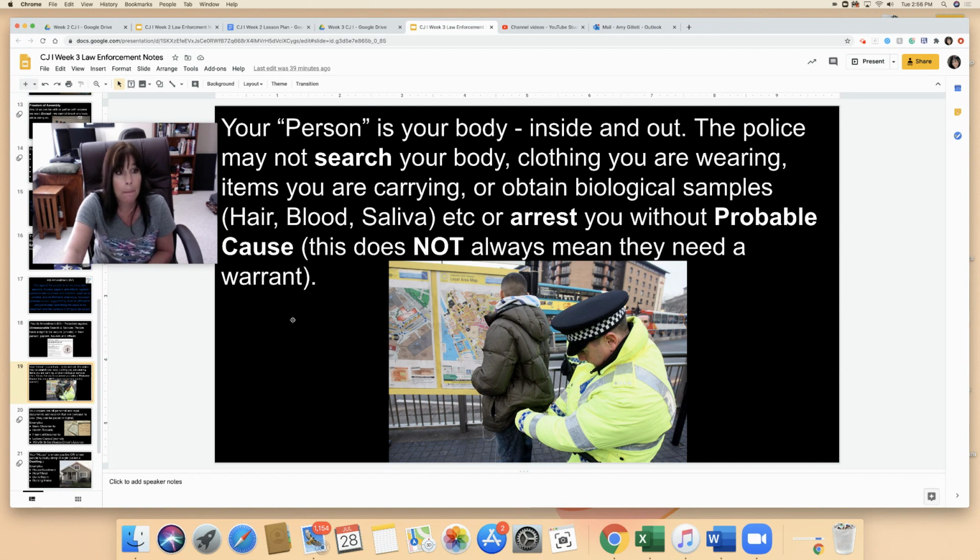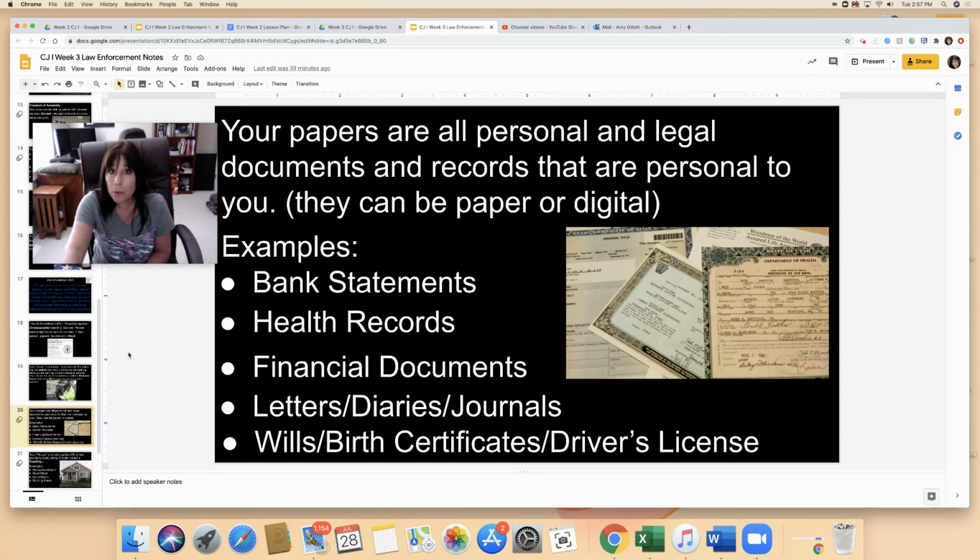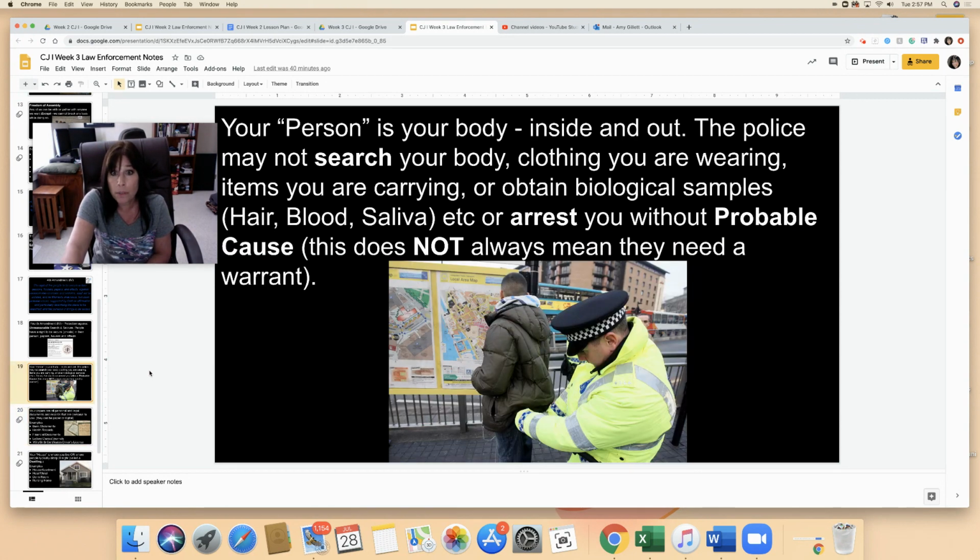So make sure you write this down. And this is really getting into nitty-gritty stuff. If you need to reread or re-listen to this video or your notes, please do so, because this is really important stuff, and it's important that you get this. So our next slide: your papers are all of your personal and legal documents and records that are personal to you. As I said, they can be paper or digital. Here are some examples: bank statements, health records, financial documents, letters, diaries or journals, wills, birth certificates, driver's license, etc. So I would like you to write this down. Again, this is not all inclusive, but probably the more common types of documents that a detective or police officer would want to get a hold of for an investigation.